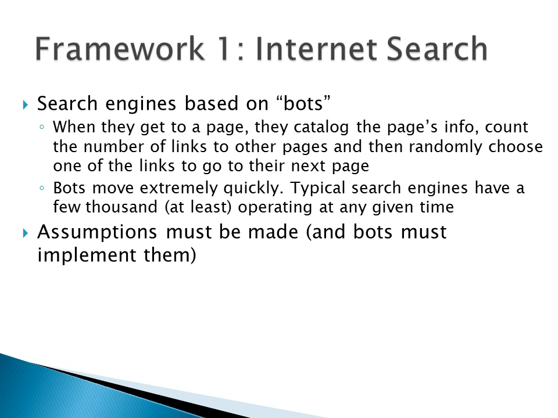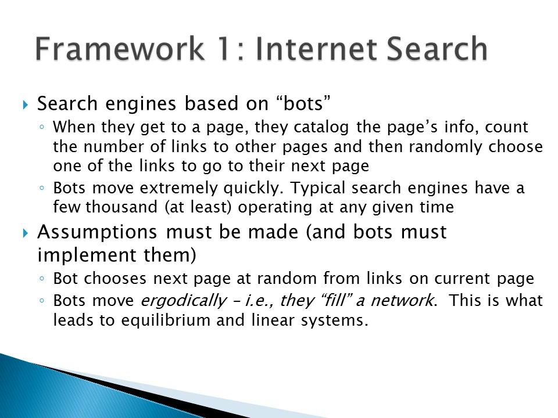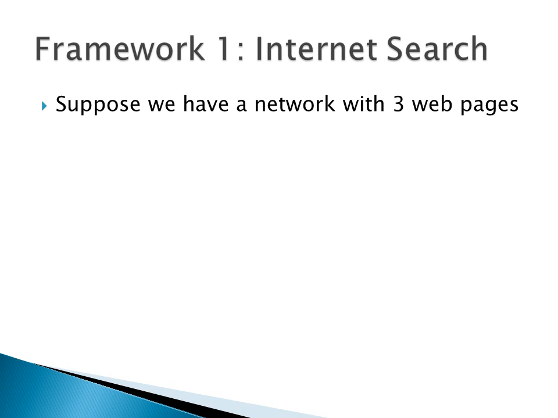Now, we'll make some assumptions, and the bots have to implement these assumptions. They have to move randomly from choosing the links on the current page. They have to move ergodically, which means they have to fill a network. They can't just all ring around some little small part of the network, ignoring a whole large other part. And they will have to also reach an equilibrium, and we'll see that momentarily.